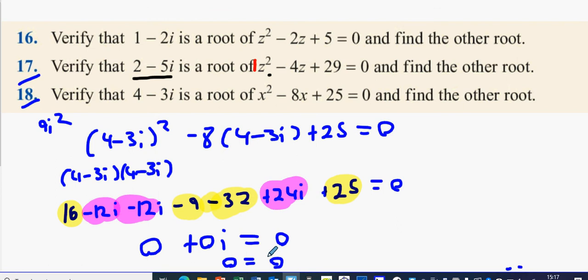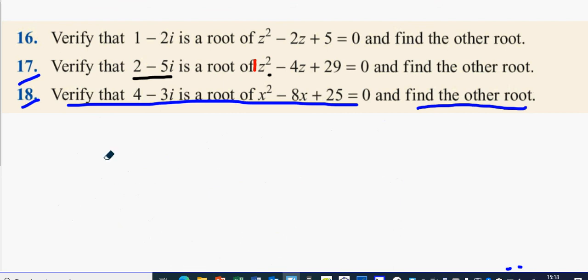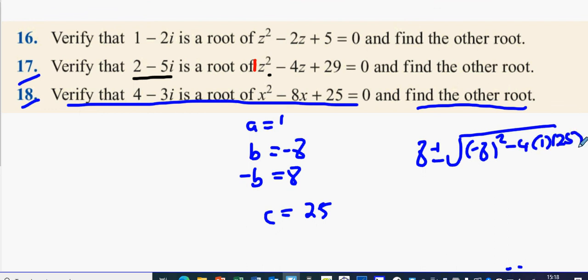Is that okay with you guys? You have verified that it is a root. Next thing you need to do is find the other root. Alright? So, we'll do the minus b formula. And using minus b formula, what's the a value, John? A value, Jonathan? B value? Minus b value? And c value. Right? Minus b plus or minus the square root of b squared minus 4ac all over 2a.